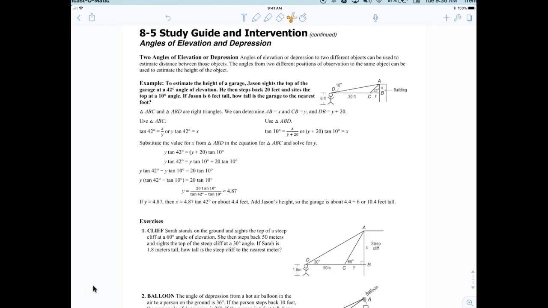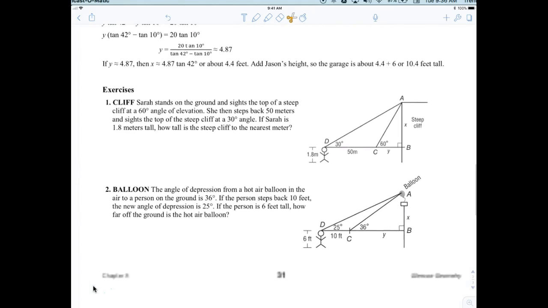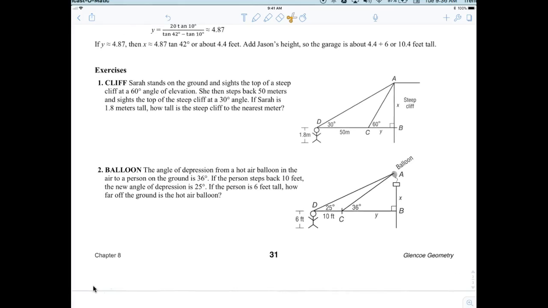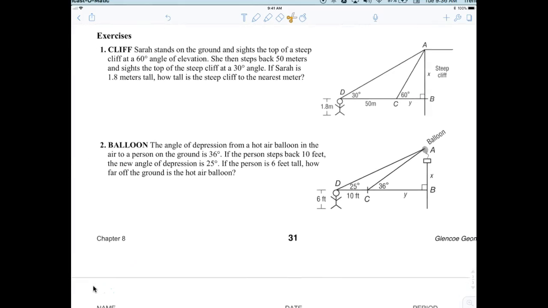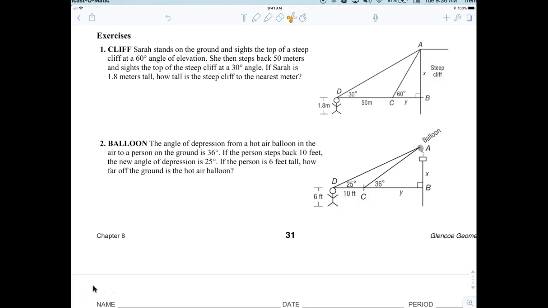All right, how much more time do we have? Sixteen minutes. Sixteen, okay, perfect. All right, so here we go. Now, I have number 1 on the next page. Scroll down to number 1 on the next page.